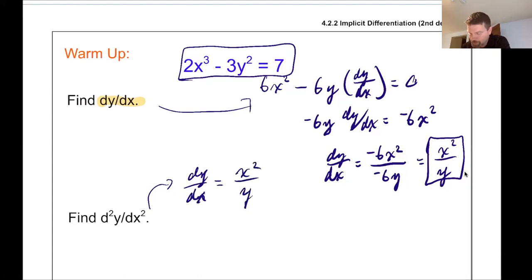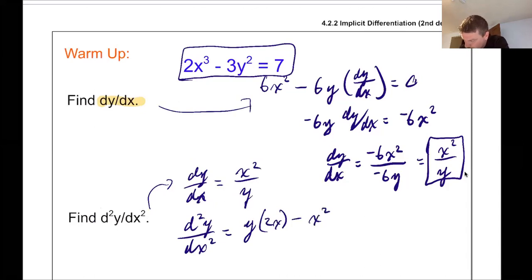So if I wanted to find the second derivative, you just take the derivative again. Derivative of dy/dx is the second derivative. So d squared y/dx squared equals, all right, that is a quotient. It's going to require the quotient rule: low d high, low is y, d high, derivative of x squared is 2x, minus high d low, high is x squared. Derivative of y is dy/dx. All over low squared, so all over y squared.